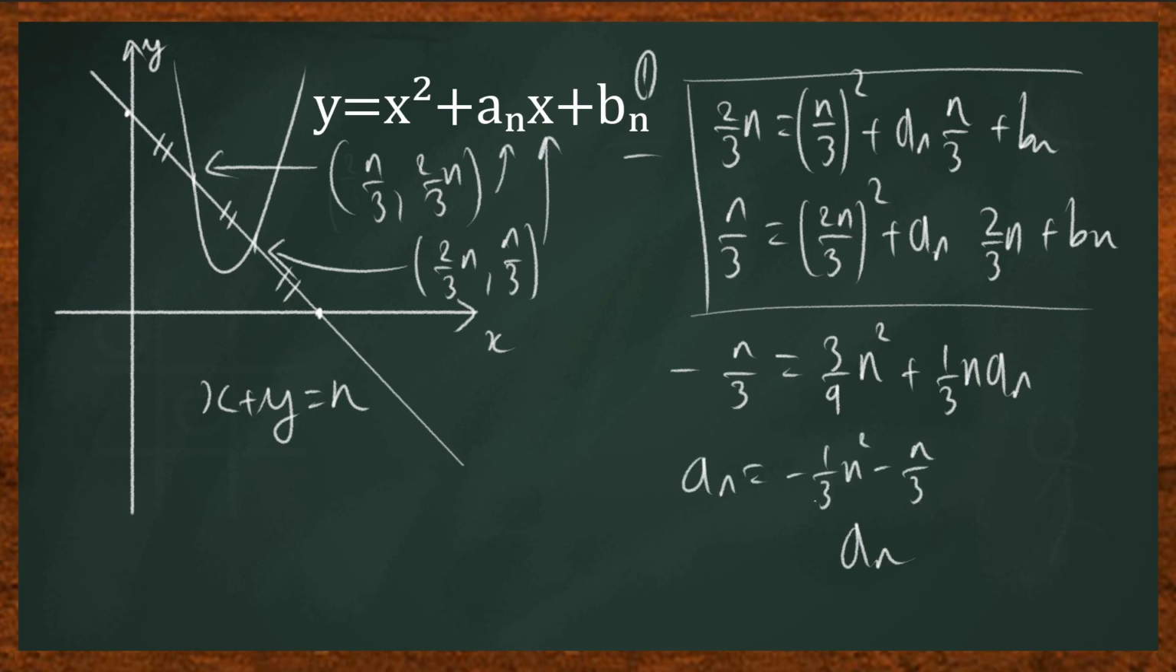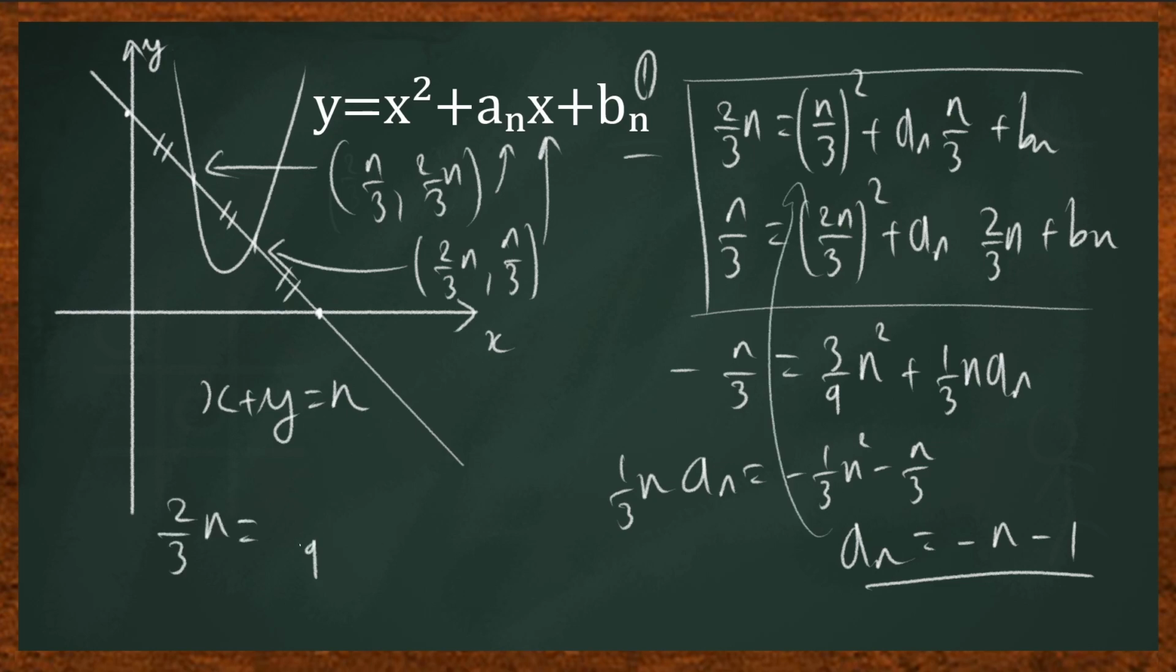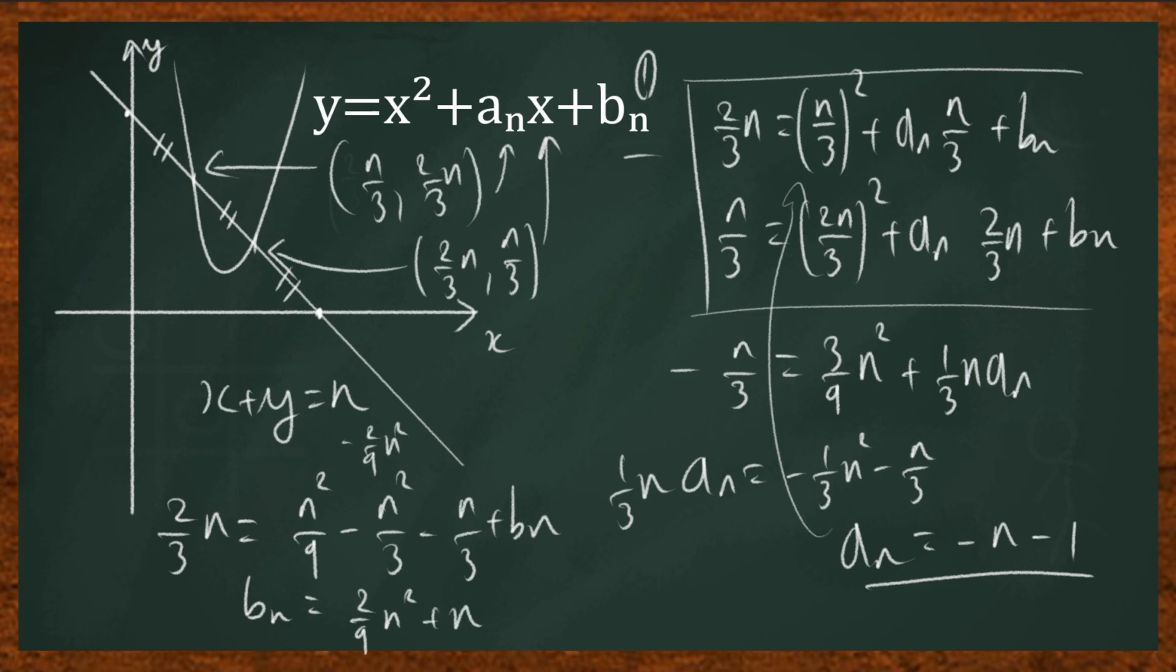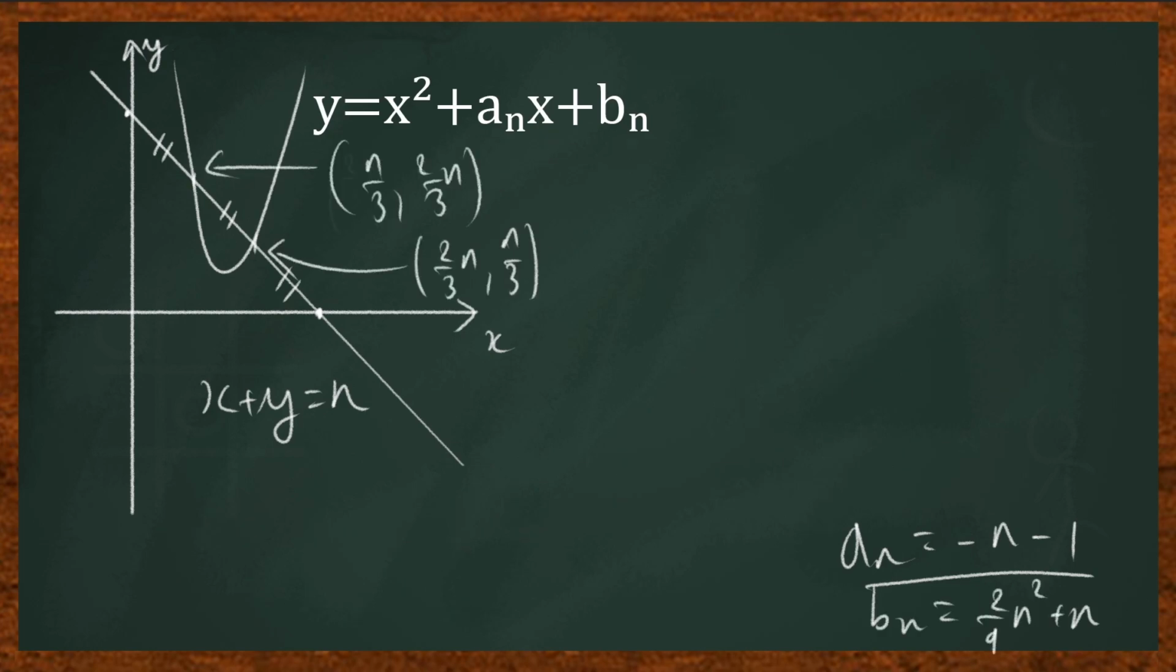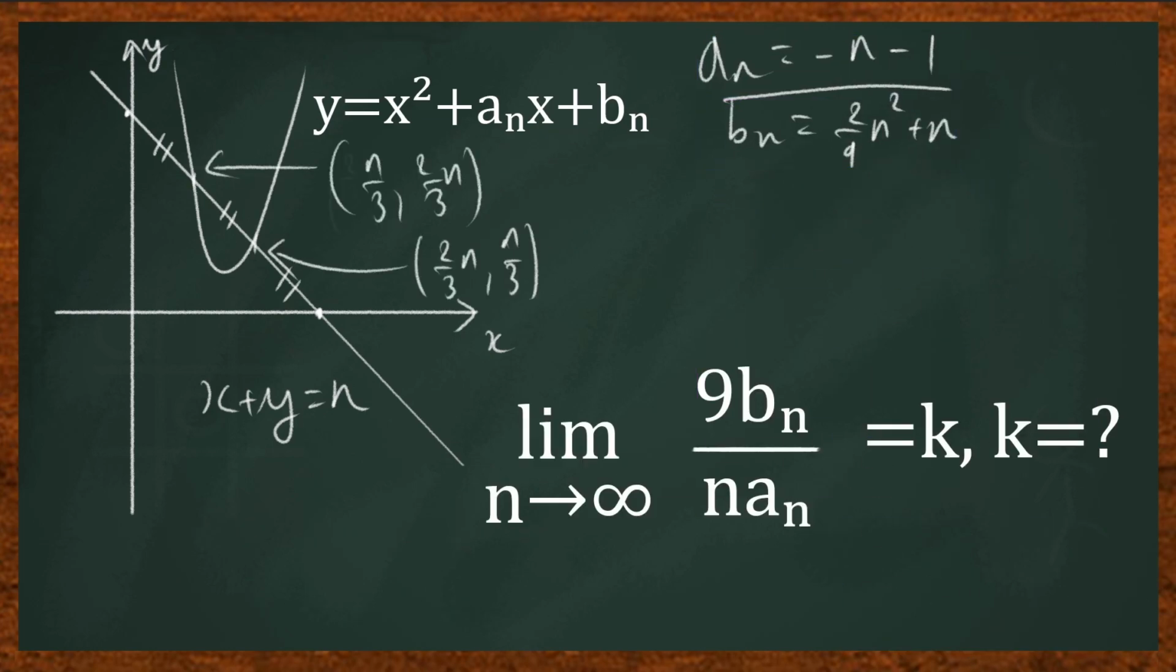If we calculate this, it will be shown like this, and dividing by n out of 3, an will be minus n minus 1. Because we know an, let's put this an into the first equation and try to find bn. Then the first equation will be shown like this, and if we calculate this, bn will be 2n squared out of 9 plus n.